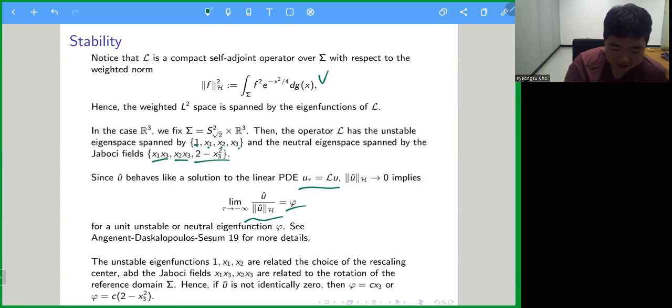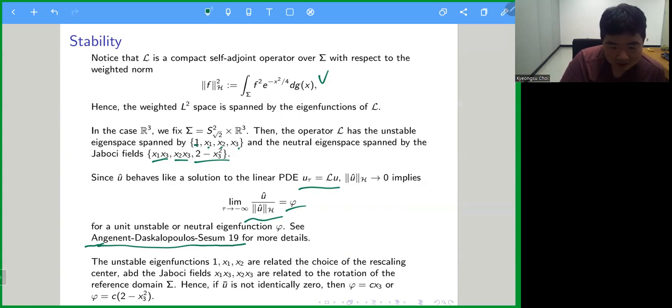And you can see some more details in this Angenent-Daskalopoulos-Sesum 19 paper, which is a kind of pioneering paper for the study of ancient solutions with spectral analysis, say stability. Anyhow, within this case there are several possibilities. Maybe it's a linear combination of 1, x1, x2, x3. And it can also be a linear combination of x1 x3, x2 x3, and x3 squared minus 2, right?